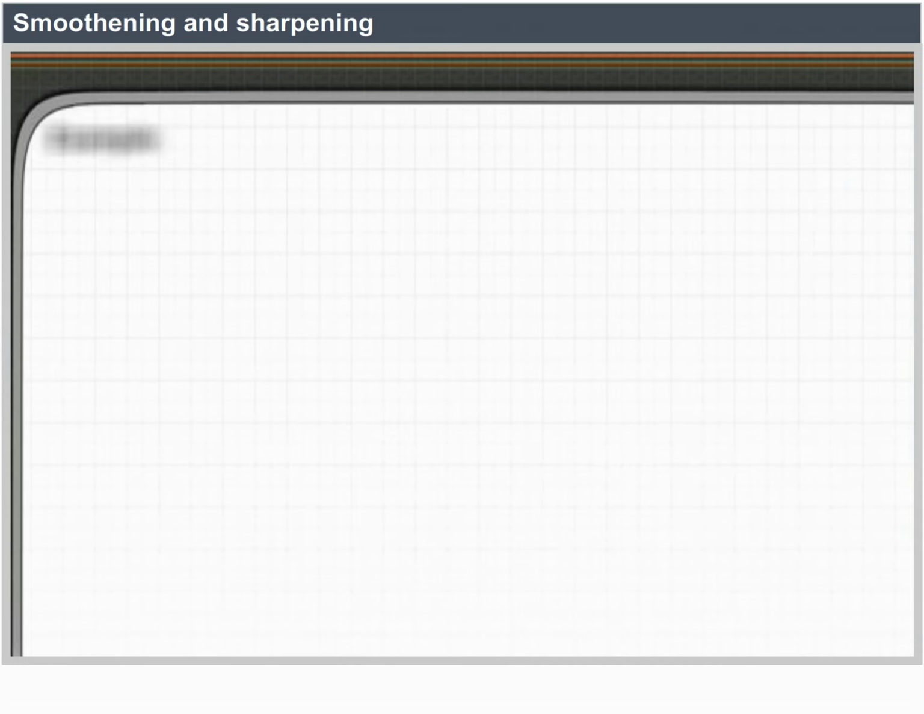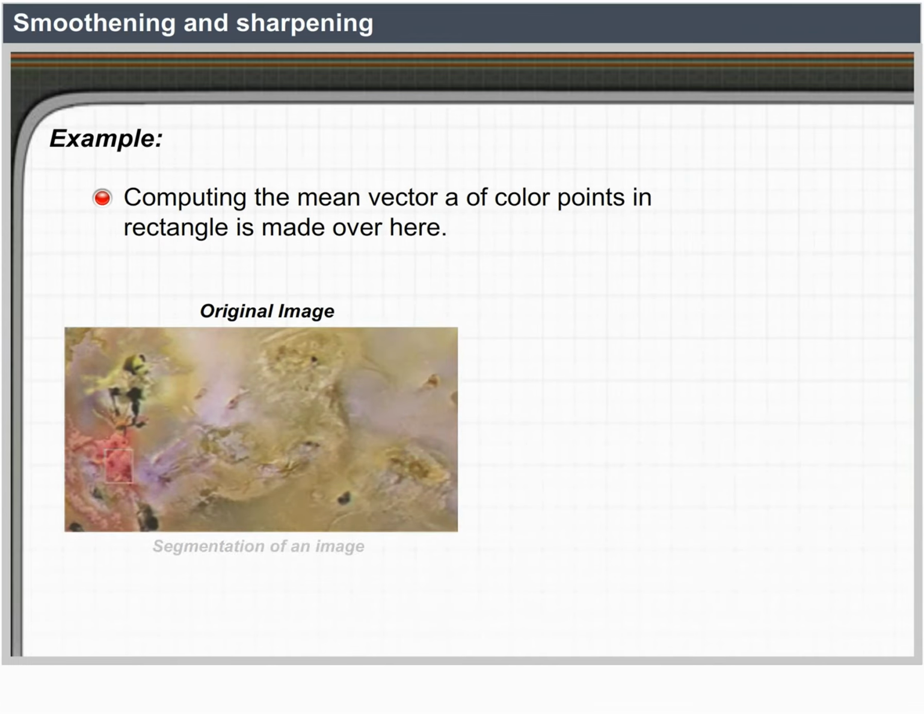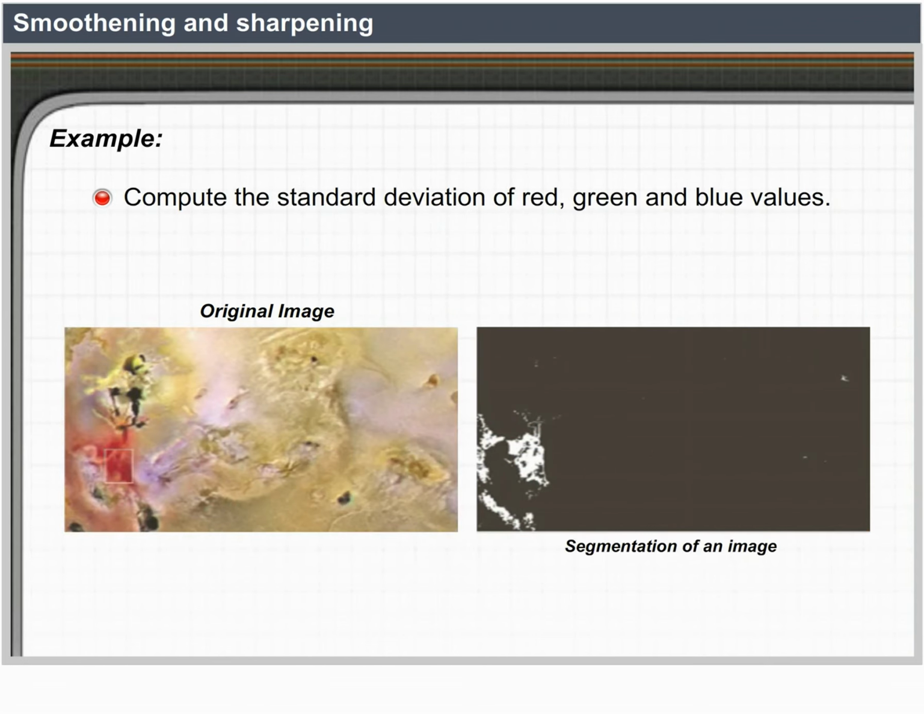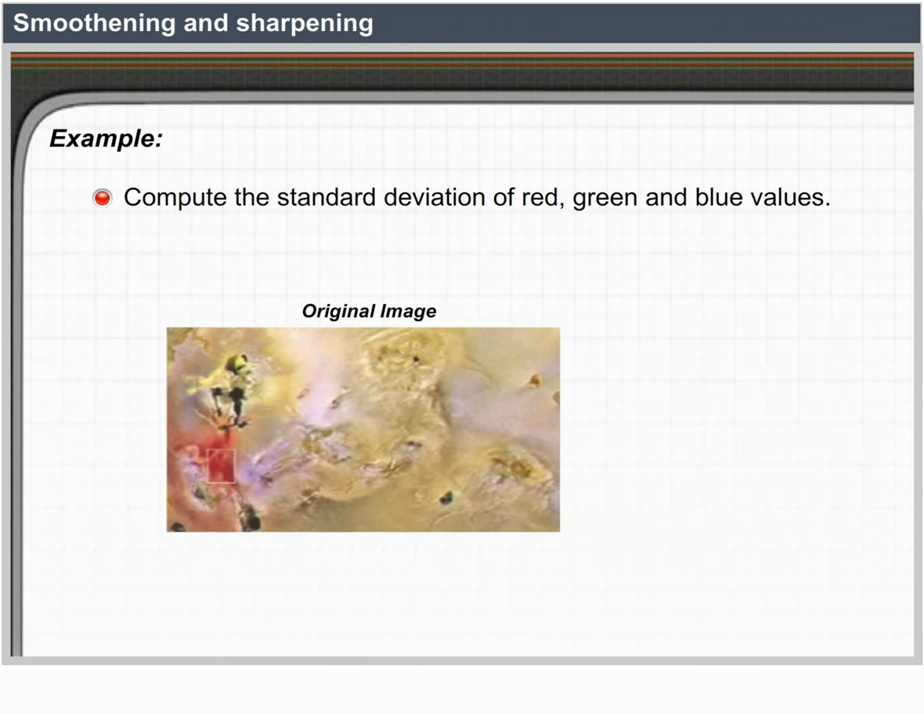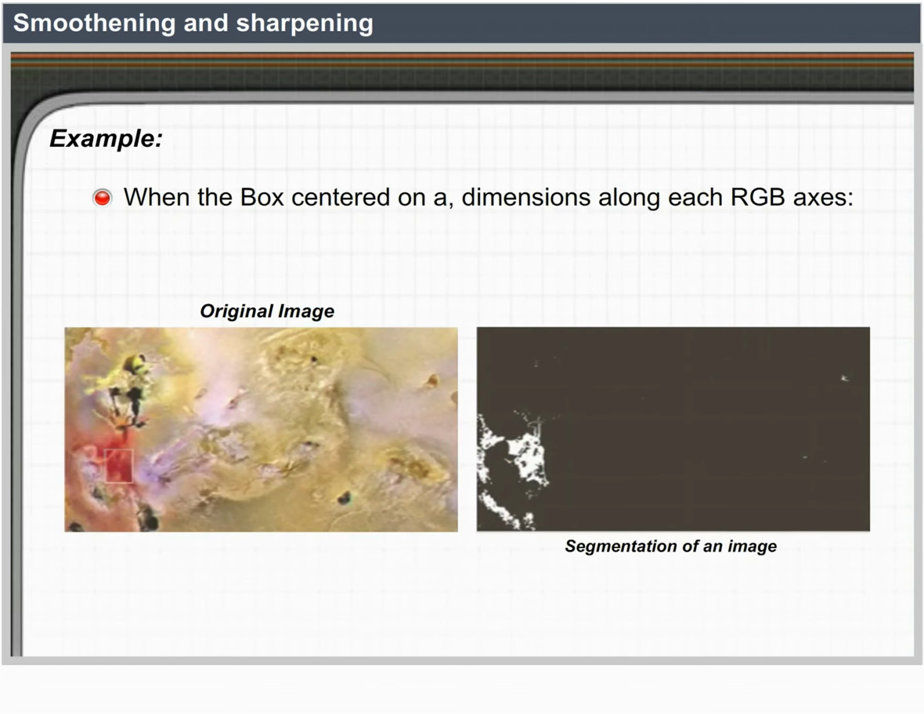Example: compute the mean vector of color points in a rectangle. Compute the standard deviation of the red, green, and blue values. The box points to red, with the dimensions along each RGB axis.